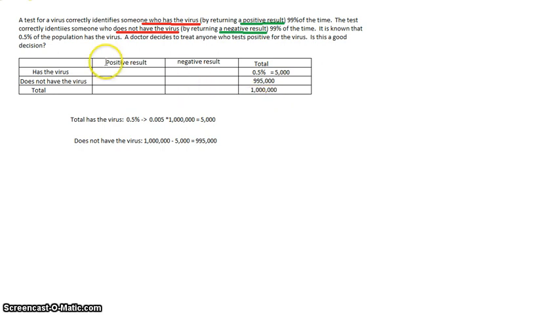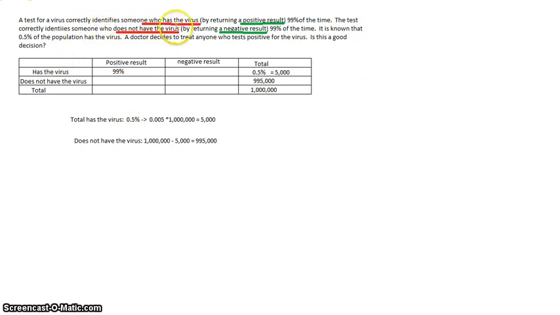Now what about the rest of it? That's where these other percentages are going to come into play. This first percentage is someone who has the virus by returning a positive result. So has the virus with a positive result is 99% of the time. So I'm going to find that spot that has the virus and a positive result, and I'm going to put 99% in that spot.